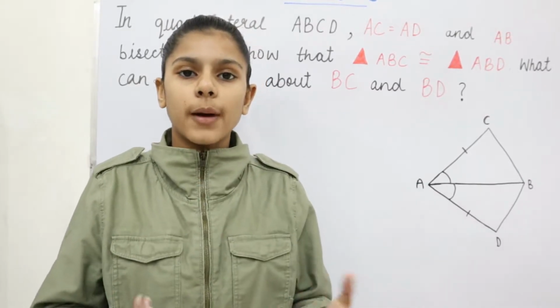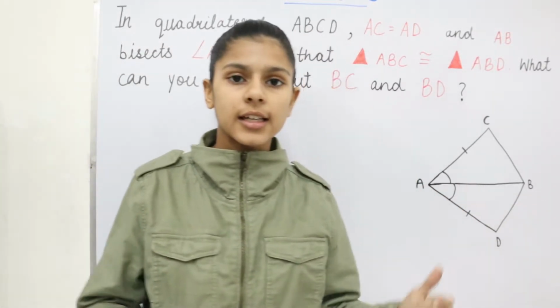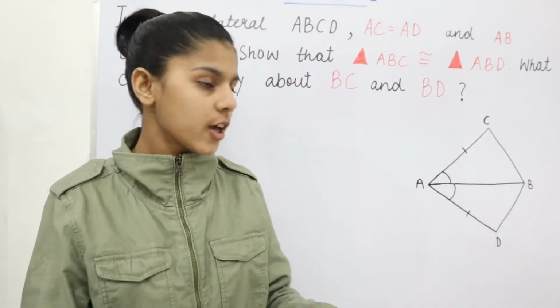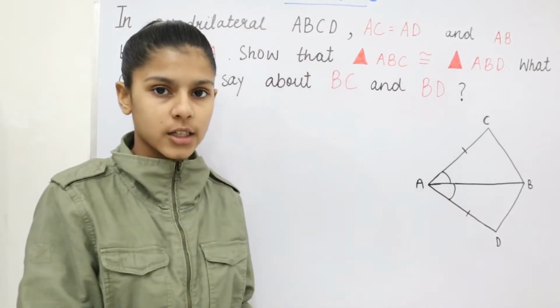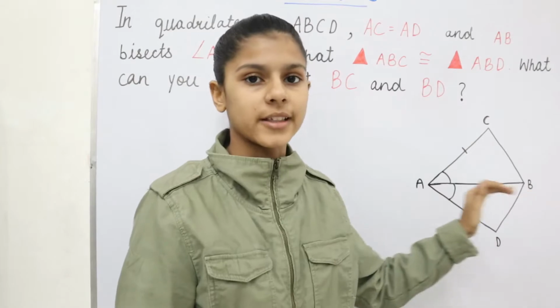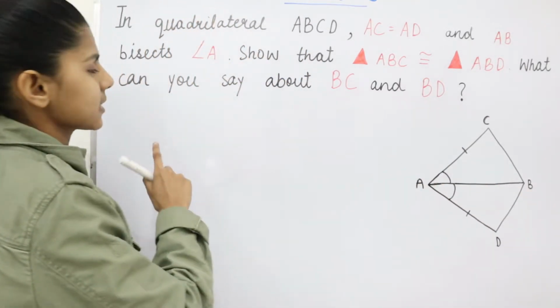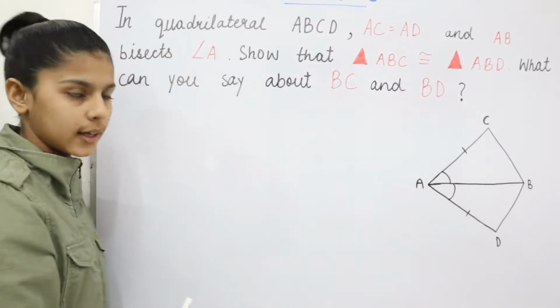What is the meaning of bisect? It means this line segment is dividing this angle into half. So we can say that angle A is equal on both sides of the line segment AB. Bisecting means dividing the angle into half. So AB bisects angle A.